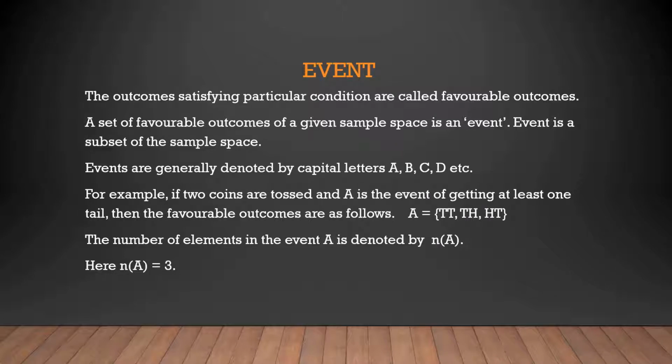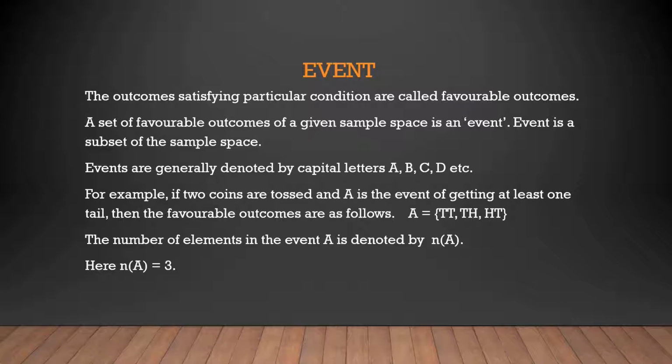Next definition is about event. The outcomes satisfying particular condition are called favorable outcomes. A set of favorable outcomes of a given sample space is an event. Event is a subset of a sample space. Events are generally denoted by capital letters A, B, C, D, etc.